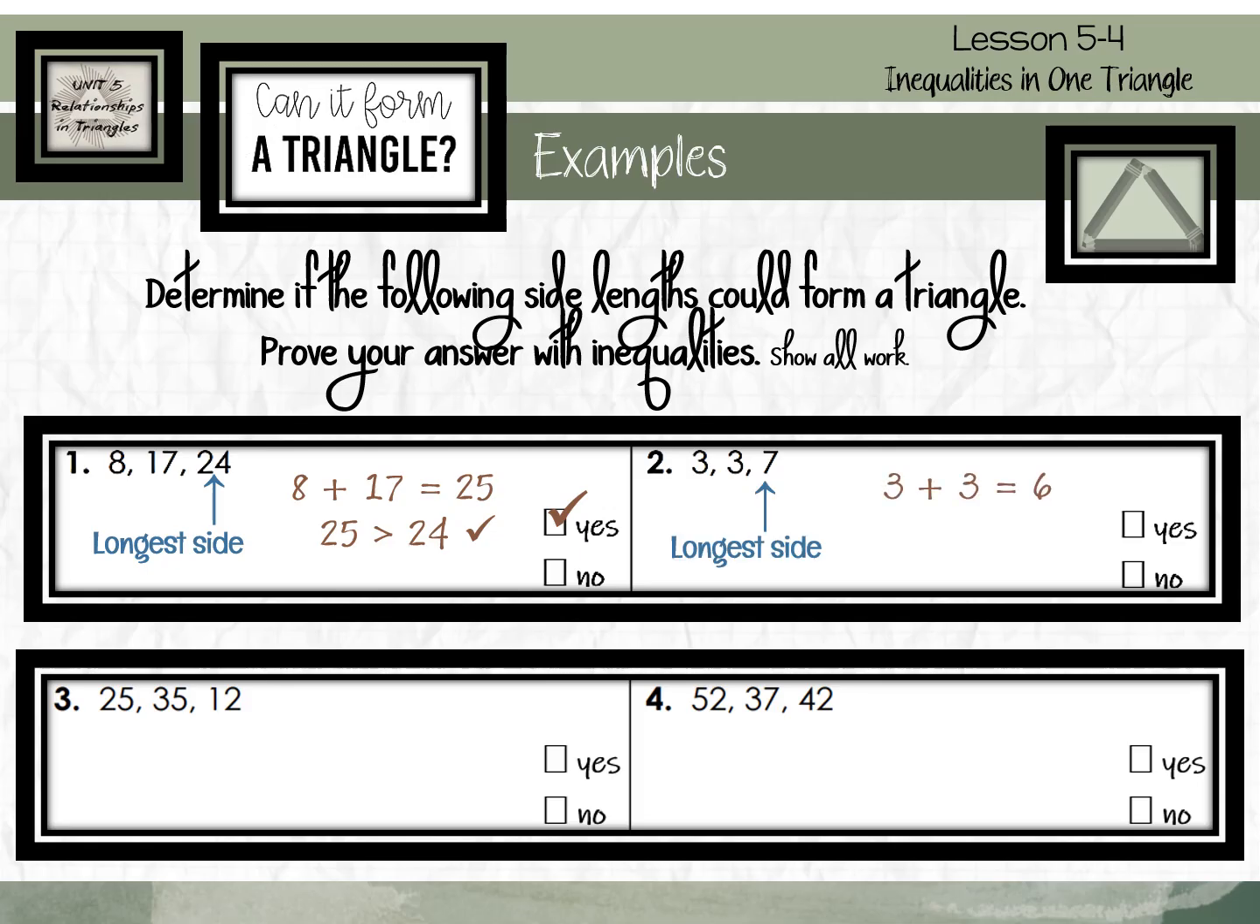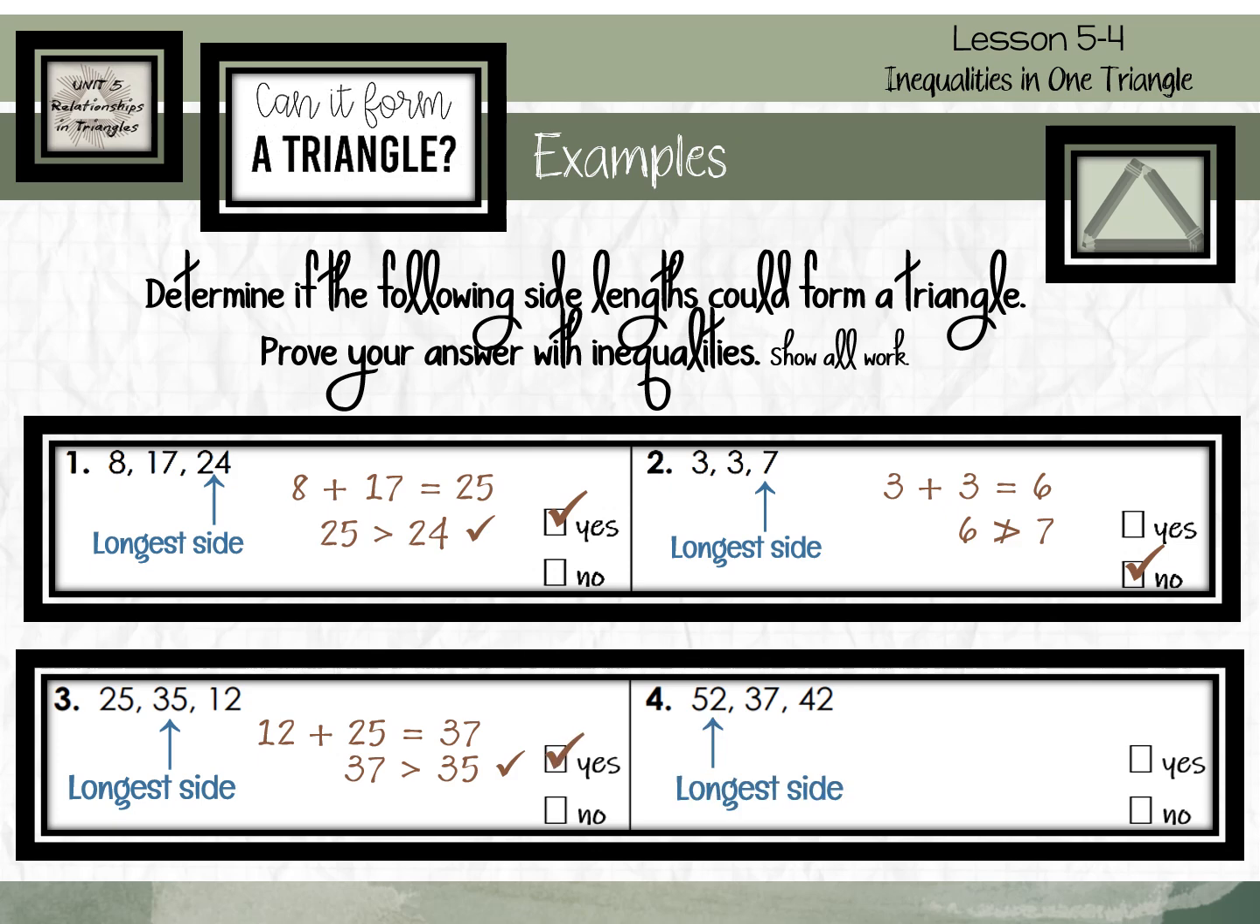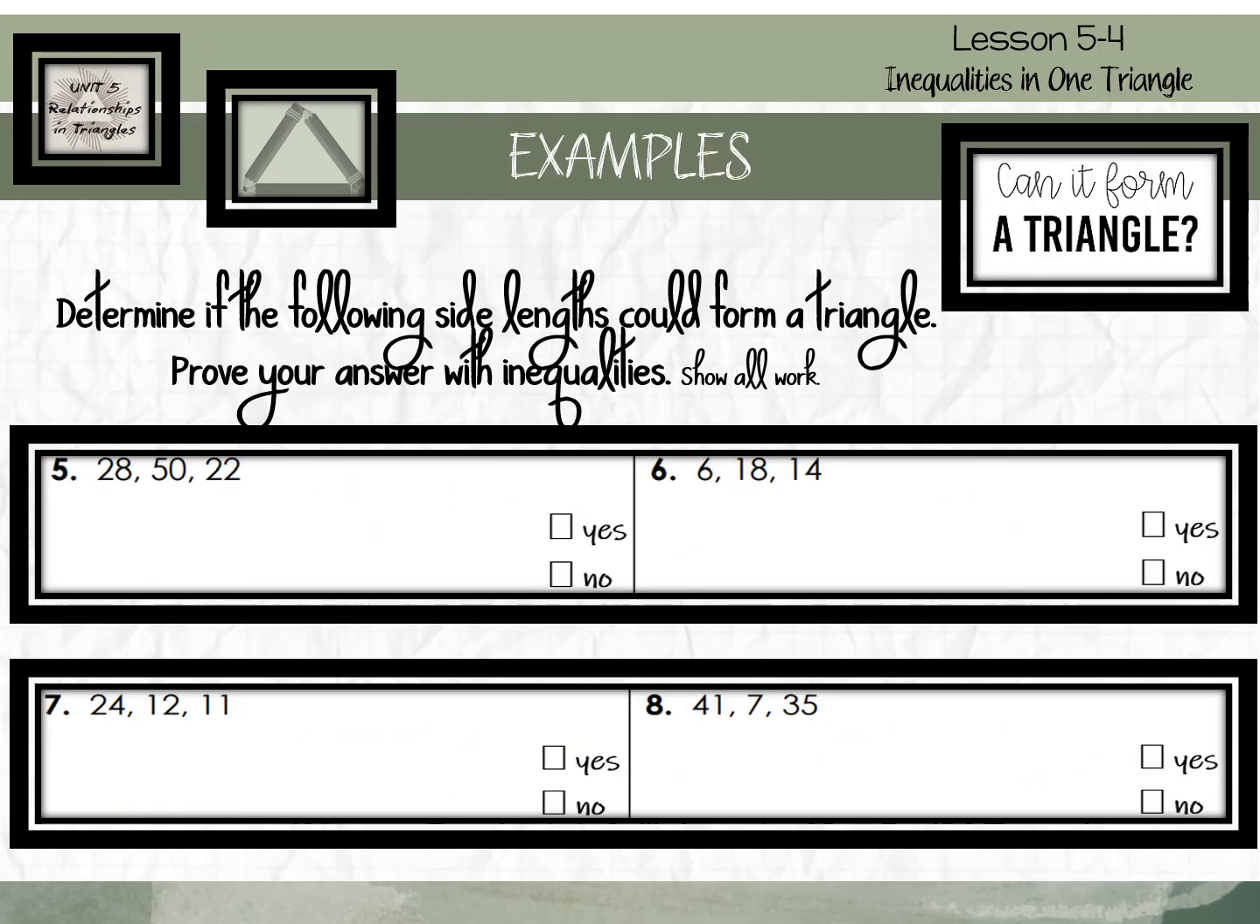Longest side is 7, but 3 plus 3 is 6, and 6 isn't greater than 7, so that's a no. Longest side is 35. If we add those together, 12 plus 25, the shorter sides, we get 37, which is indeed more than 35, so yes, it's a triangle. Longest side's 52. If we add the 37 and 42, the shorter sides together, we get 79, which is definitely more than 52. So yes, it forms a triangle.